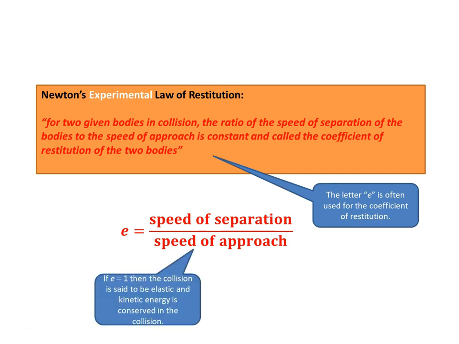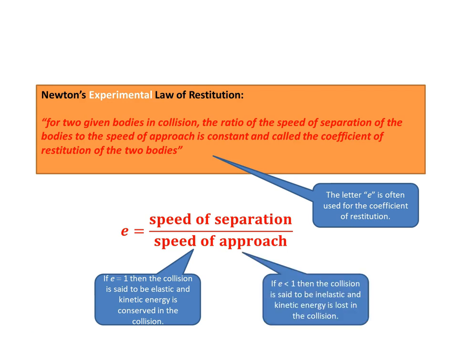If e is equal to 1, then the collision is said to be elastic or perfectly elastic, and the kinetic energy is conserved in the collision. On the other hand, if e is less than 1, then the collision is said to be inelastic, and kinetic energy will have been lost in the course of the collision.